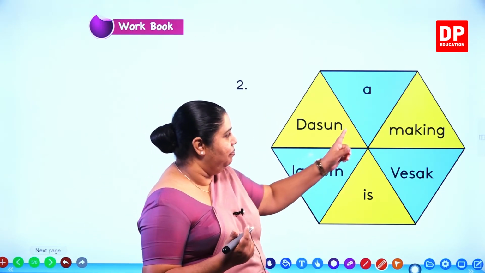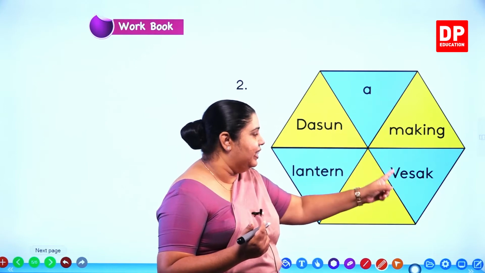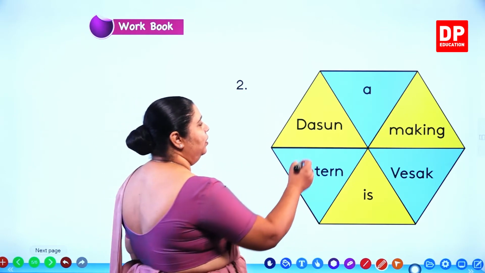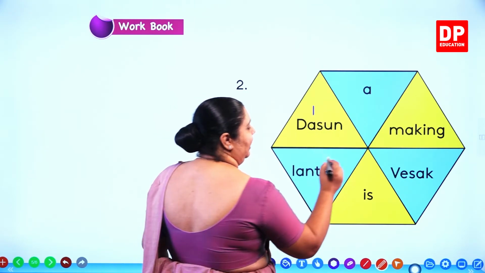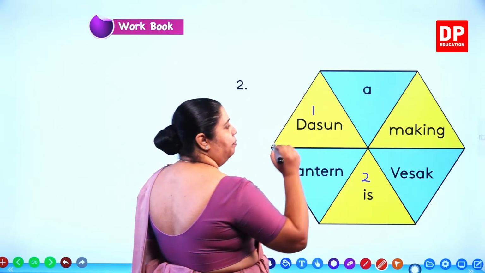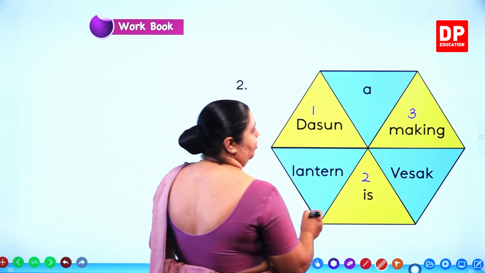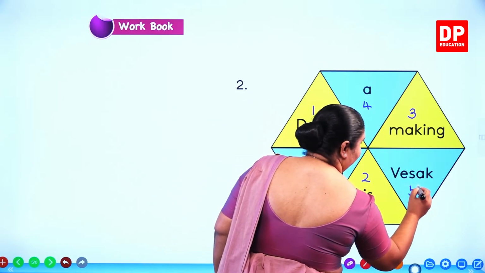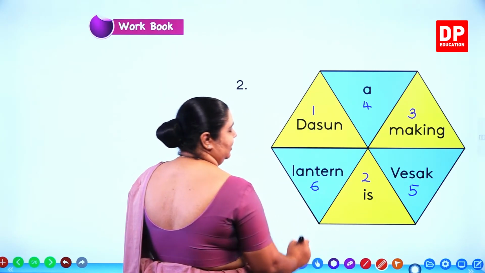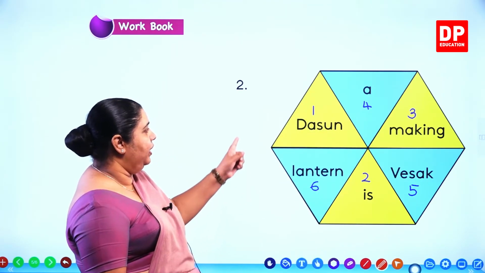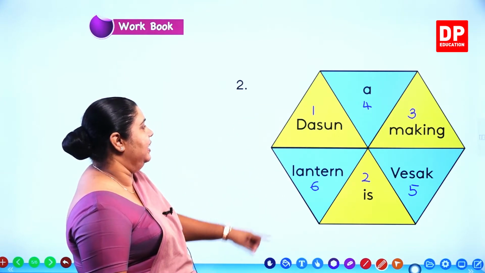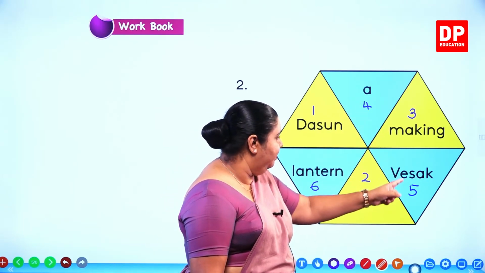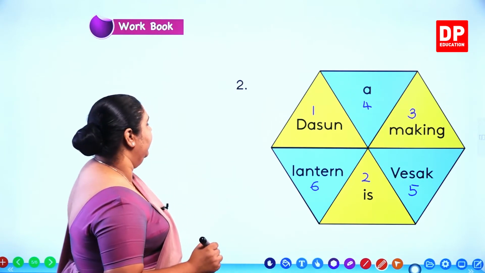Dasun is making a Vesak lantern. Dasun is 1. Is 2. Making 3. A 4. Vesak 5. Lantern 6. We have 6 words, and when you put them in the correct order, it is like this. Dasun is making a Vesak lantern. So we have to write it in the correct order.